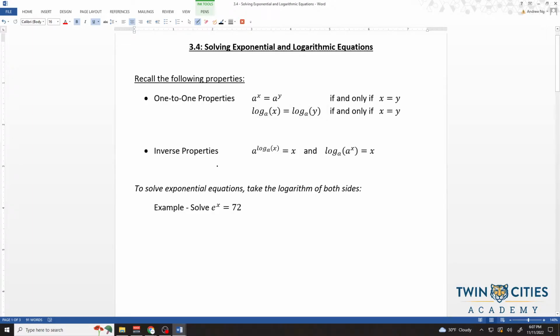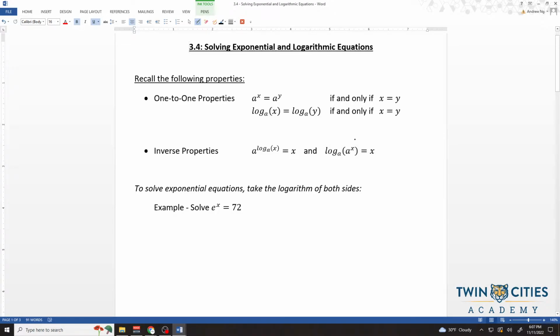And now my inverse properties. If I've got a to the power of log base a of x, then this base here, a, is going to cancel out with this log base a, leaving just an x. Those are going to undo each other. And the same is true going the other way. If I've got log base a of a to the x, well, log base a of a, those things are going to undo each other, leaving just whatever's in that power, x.